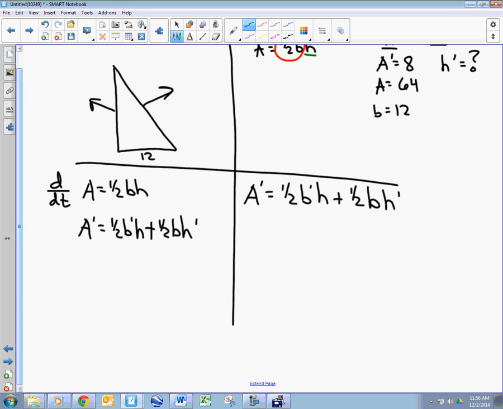Let's look at this. B prime. We don't know that either, do we? We don't know H or B prime. Let's think about B prime first. We know we can find H, but let's think about B prime. B prime means the rate at which the base is changing. The base is not changing, so it's 0. So you do know B prime. You just didn't realize it. It remains constant, so it does not have change. Very good. So what is A prime then?